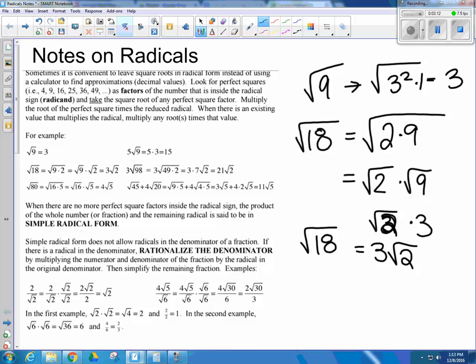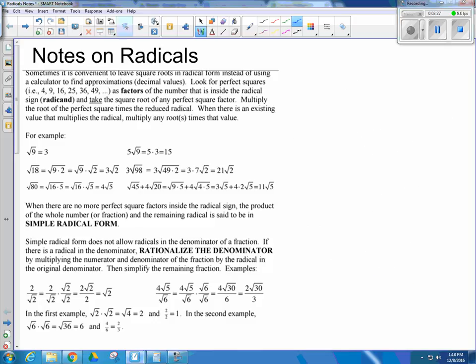For your answers, I do not want the decimal form. I want everything in radical form. We call it simplified radical form, so I want your answers to look like this. All right, let's try it with another one. I'm just going to clear this. Let's try it with 80.